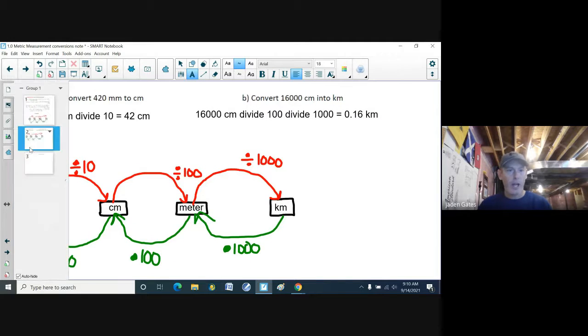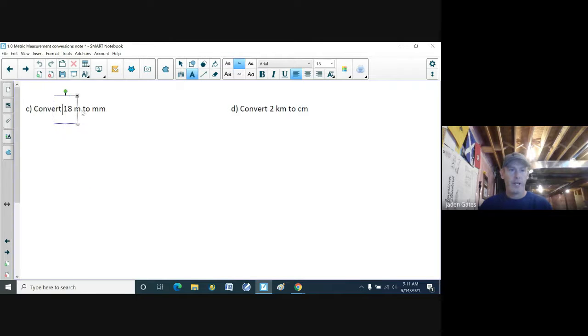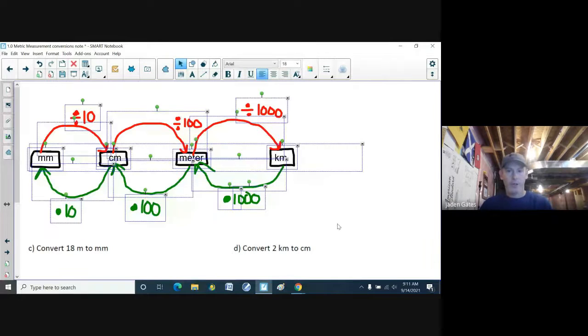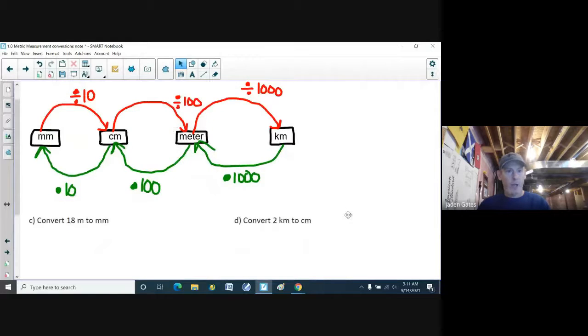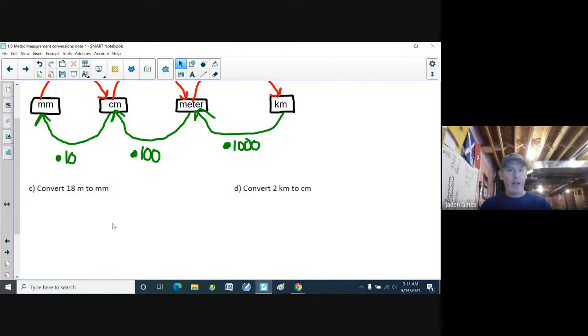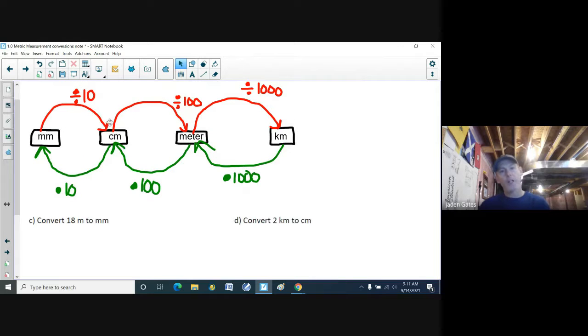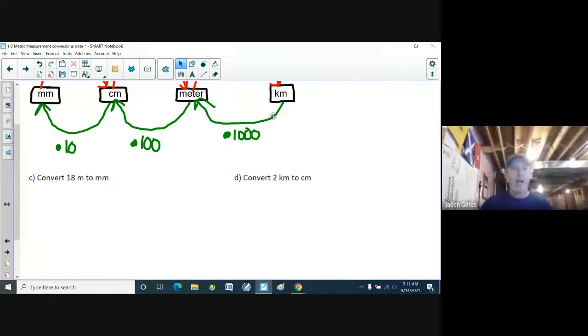What about the green way? Let's see here if I can. There we go. All right, so again, I'm going to convert now from 18 meters to millimeters. So again, I'm going to have to make two jumps here. And now because I'm going to the left, I'm going to be multiplying. In the earlier ones, the first two, I went to the right. So I was dividing because I was going up to a higher unit. Now I'm going to a smaller unit, so I'm multiplying.